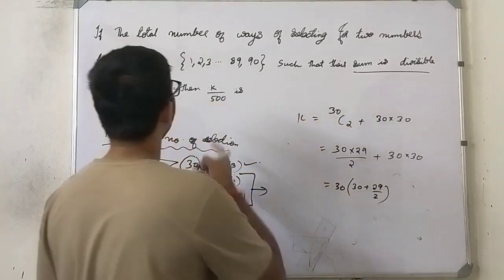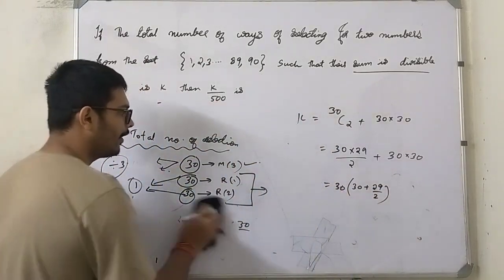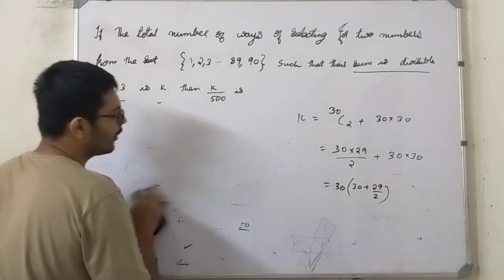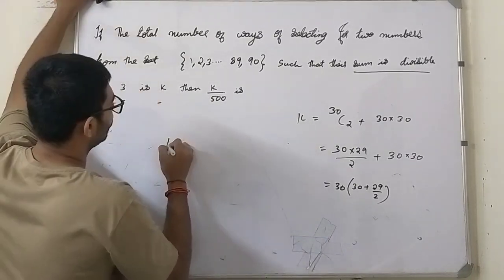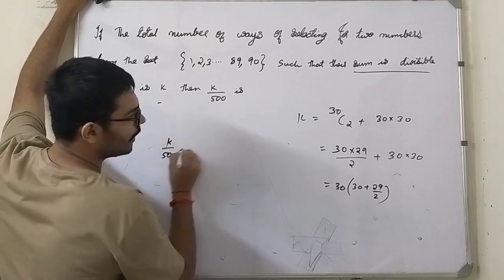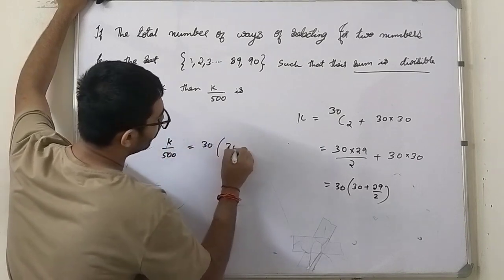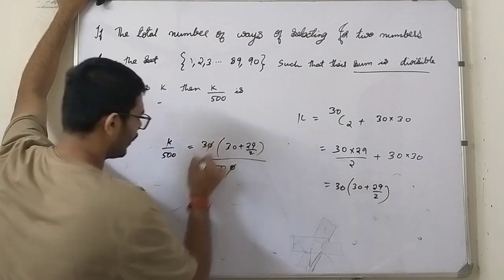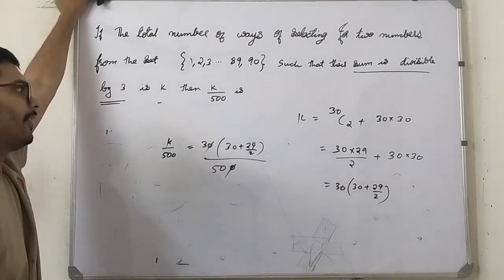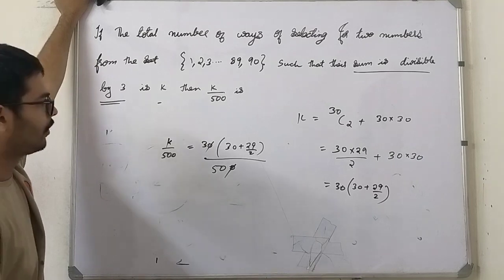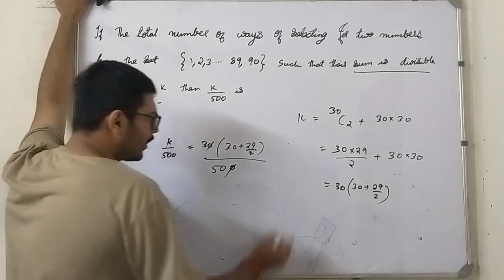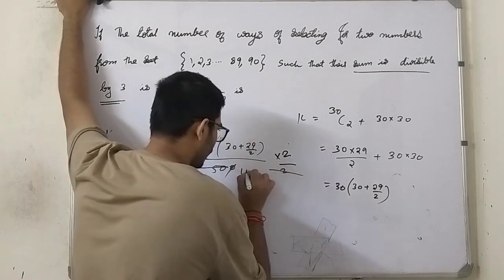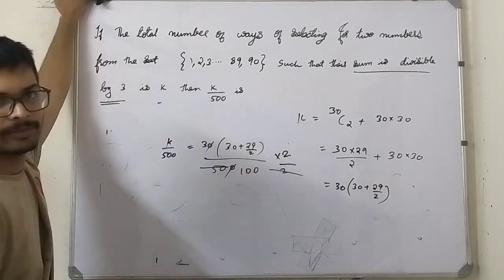Now what will be the value of k divided by 500? We can divide the value of k by 500 and check the value. K divided by 500 will be equal to 30 into (30 plus 29 divided by 2), the whole divided by 500. Now 5 cancels. Now how can we solve this question? See, what I am doing is multiplying the numerator and denominator by 2. So the 50 will become 100. Now I can put the decimal directly.